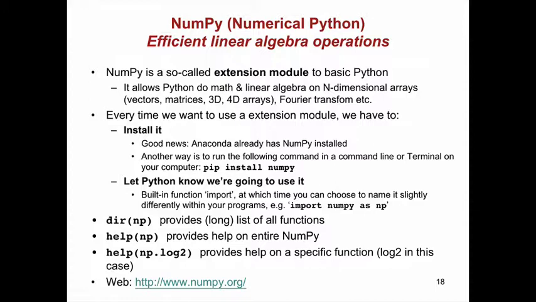So this is our first module that we're going to work with. It's called Numerical Python, or NumPy for short. This is our efficient linear algebra tool that we're going to base on. It basically allows Python to do math with arrays, which could be 1D, 2D arrays, and so forth. Every time we want to use any module, you first have to install it. You do installation only once, except that here Anaconda took care of that for us, which is why I wanted to use it. So you already have it installed.